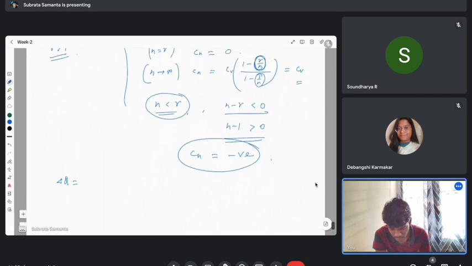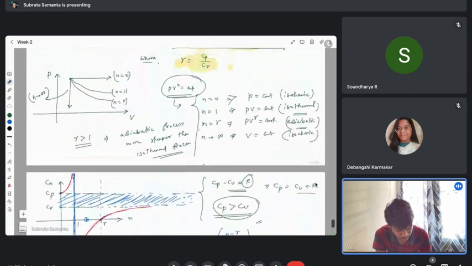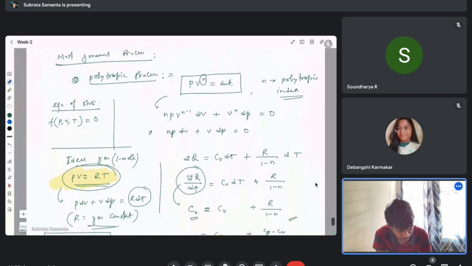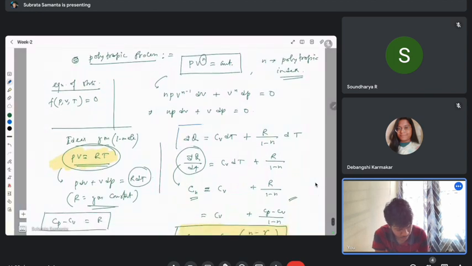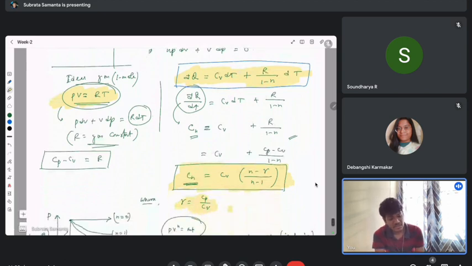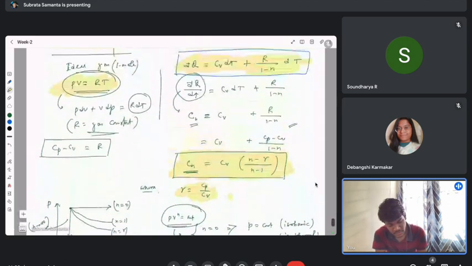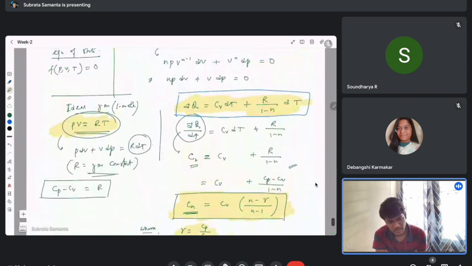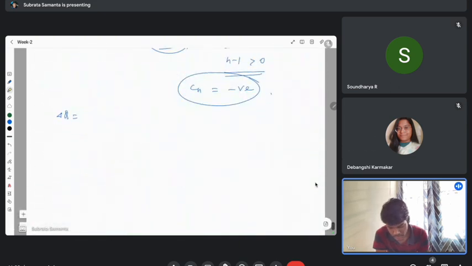What is the formula for delta Q? Delta Q is the formula that is written here, for the polytropic process. For a finite change delta Q, we think of the infinitesimal change, that's why we denote it with a small d. But for a finite change, delta Q, we calculate this as Cv delta T plus R by n minus 1 delta T.